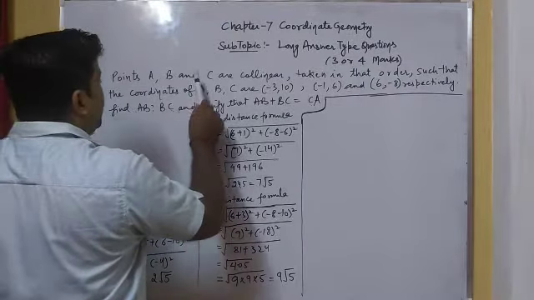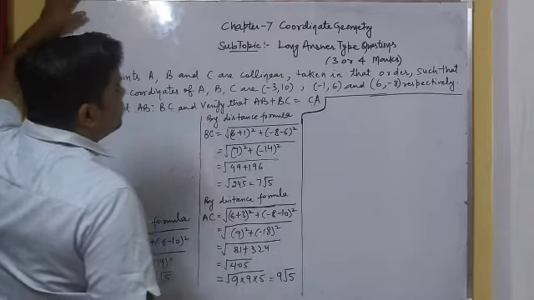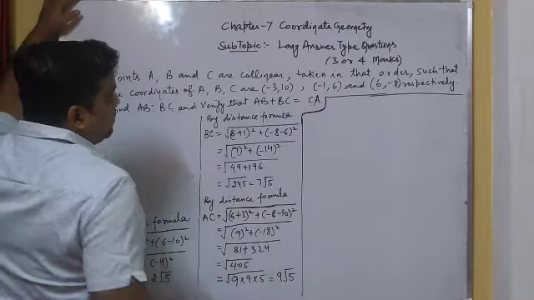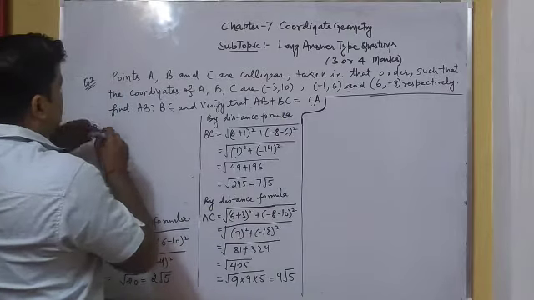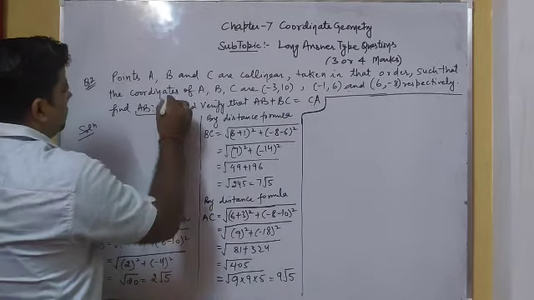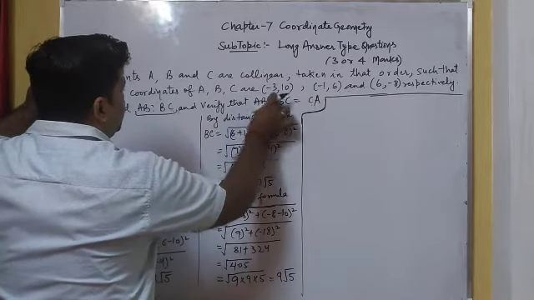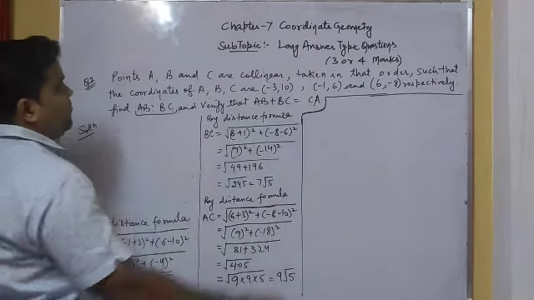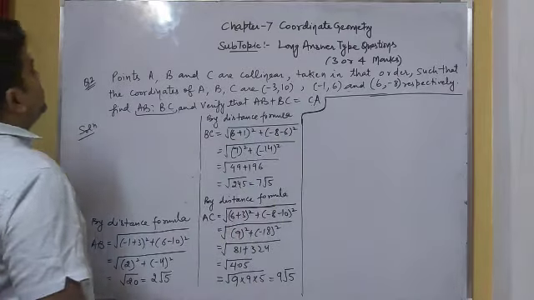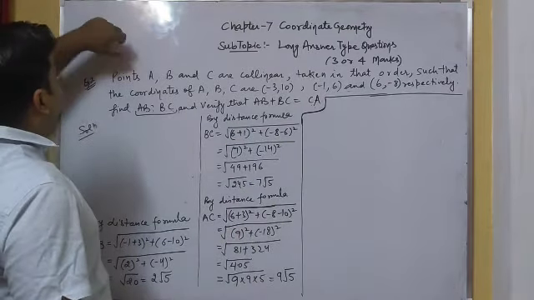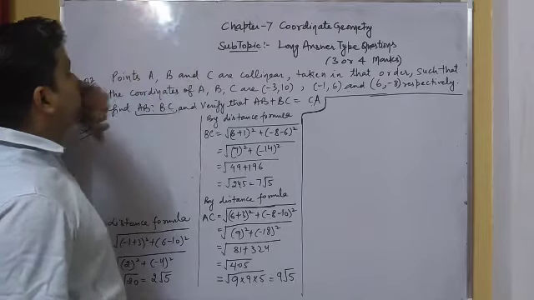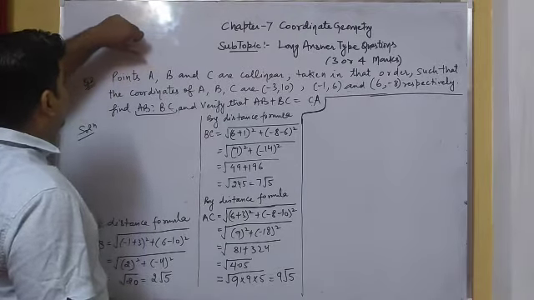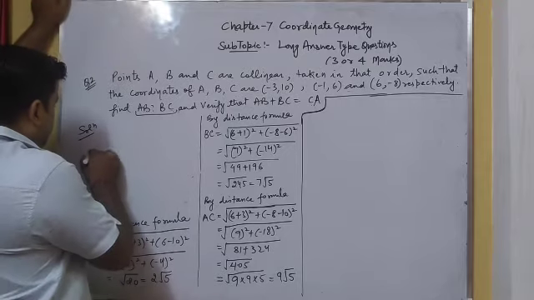Points A, B and C are collinear, taken in that order, such that the coordinates of points A, B and C are given. Here we have to find the ratio AB to BC and we have to verify that AB plus BC equal to CA. So here we have to find this and this and we have to verify this. Here in the question we have a clue that these points A, B, C are collinear, so it means these lie on the same line.